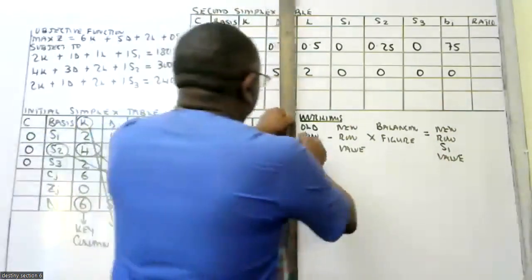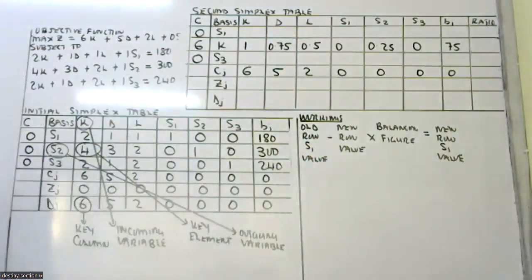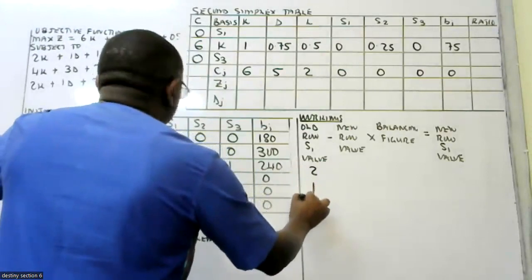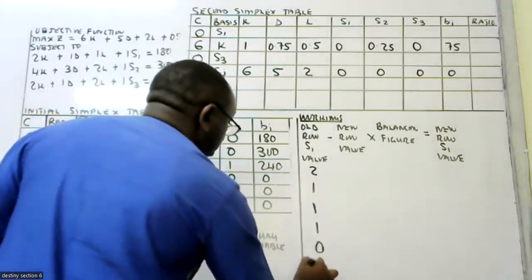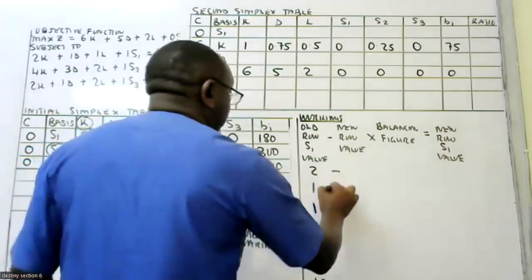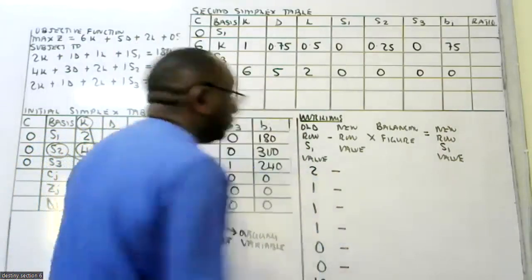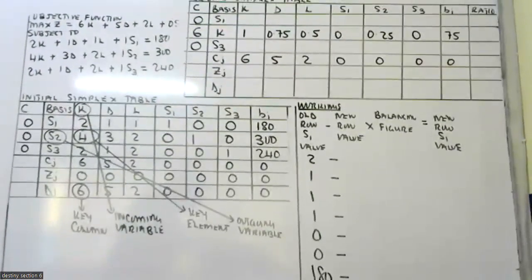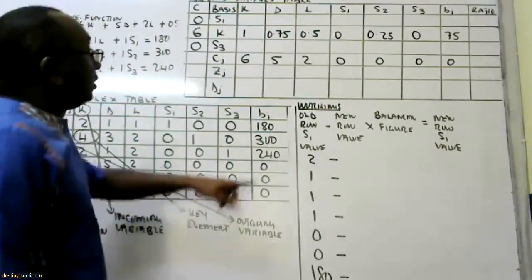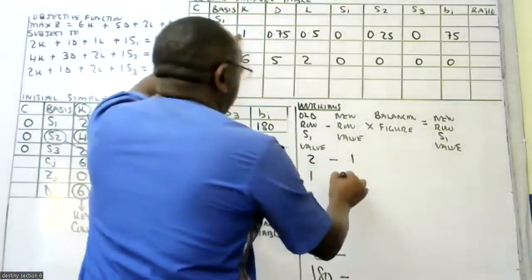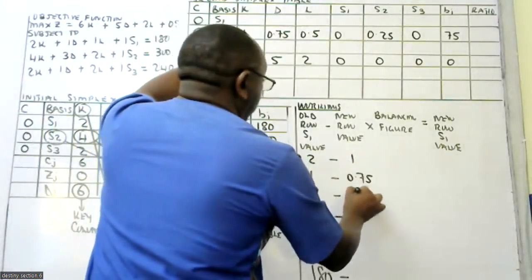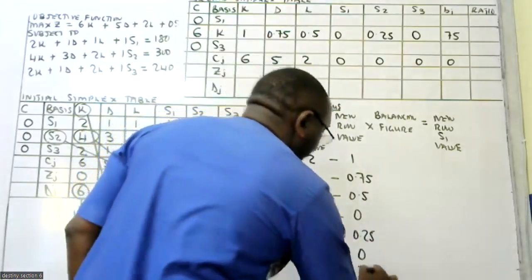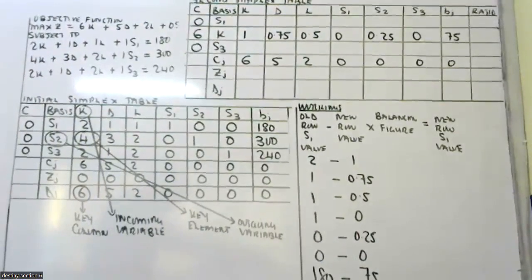So the old row S1 values, I return here to this table. So I have 2, 1, 1, 1, 0, 0, 180. Those are the old row. Then you take this new row: 0.75, 0.5, 0.25, 0, and then 75.